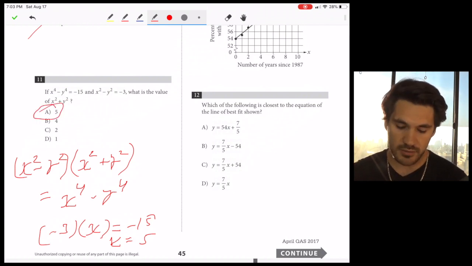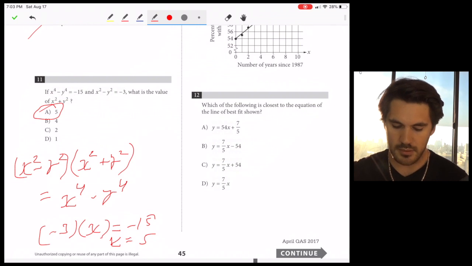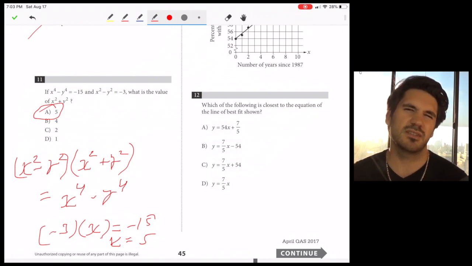Alternatively, what you could have done is solve the second equation for x squared or for y squared and substitute it into the first equation. Eventually you would have gotten to the right answer, but that would have just taken you a bit more time.